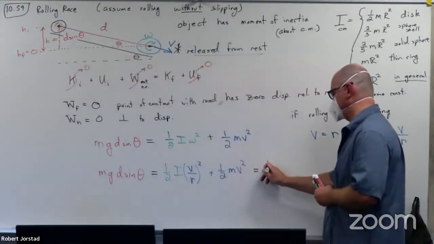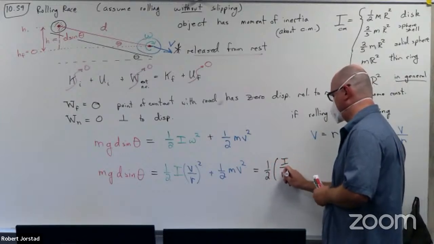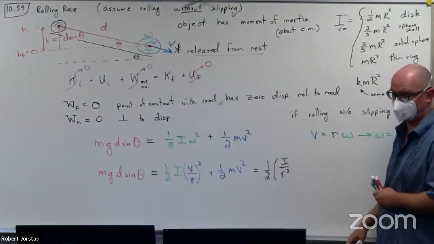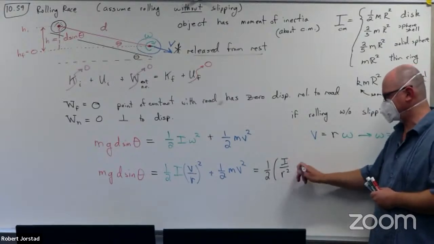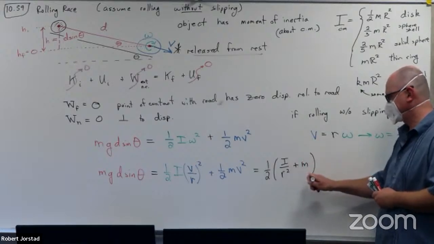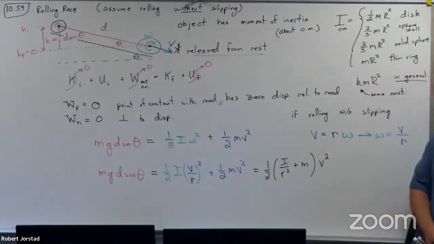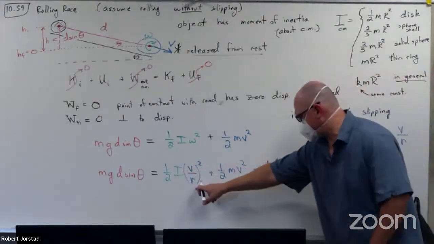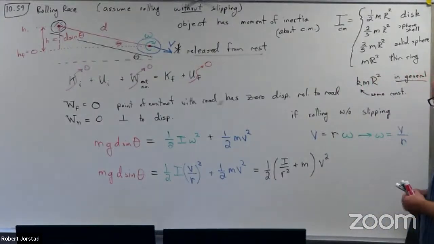A 1/2 factors out, and I get an I over R squared, the rotational equivalent of mass in units of kilograms, right? This has kilograms meters squared, divided by meters squared. I think you get that, right? The 1/2 factors out. There's an I over R squared. There's a V squared. Take a second to make sure you agree with that.